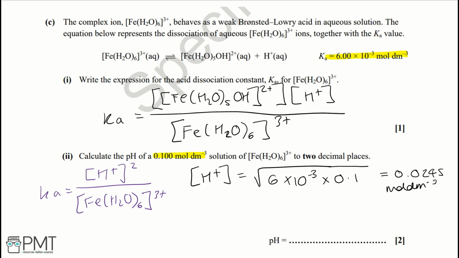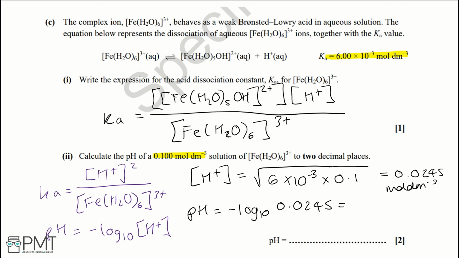Now we're going to use the equation pH equals negative log10 [H+], and because we worked out our H+ concentration, we can work out the pH using minus log10 of 0.0245. That gives us a pH of 1.61, which we then write on the answer line provided. To get the 2 marks for this question, you get your first mark for correctly working out the concentration of H+, and your second mark for correctly working out the pH and writing your answer to 2 decimal places.